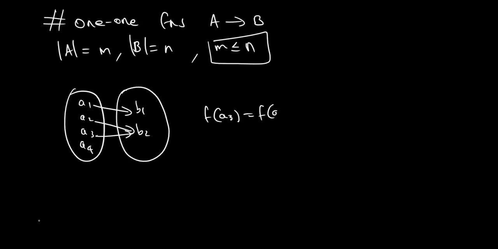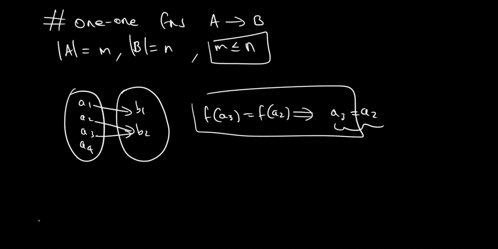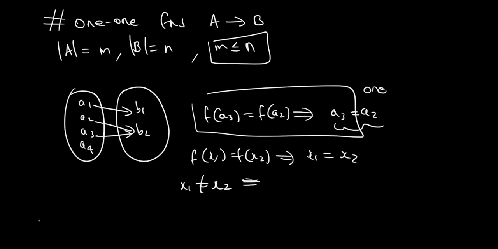So it won't be 1-1, because if we map A3, then f of A3 is equal to f of A2, but that doesn't imply A3 equal to A2, because A3 and A2 are distinct. So this is a condition that should hold for a 1-1 function: f of x1 equal to f of x2 should imply x1 equal to x2, or x1 not equal to x2 should imply f of x1 not equal to f of x2. This is the condition for a 1-1 function.